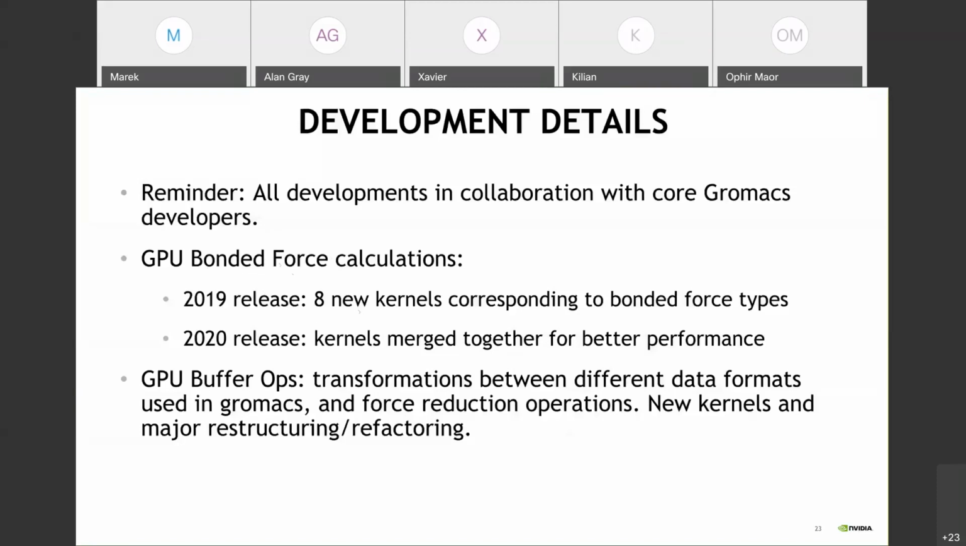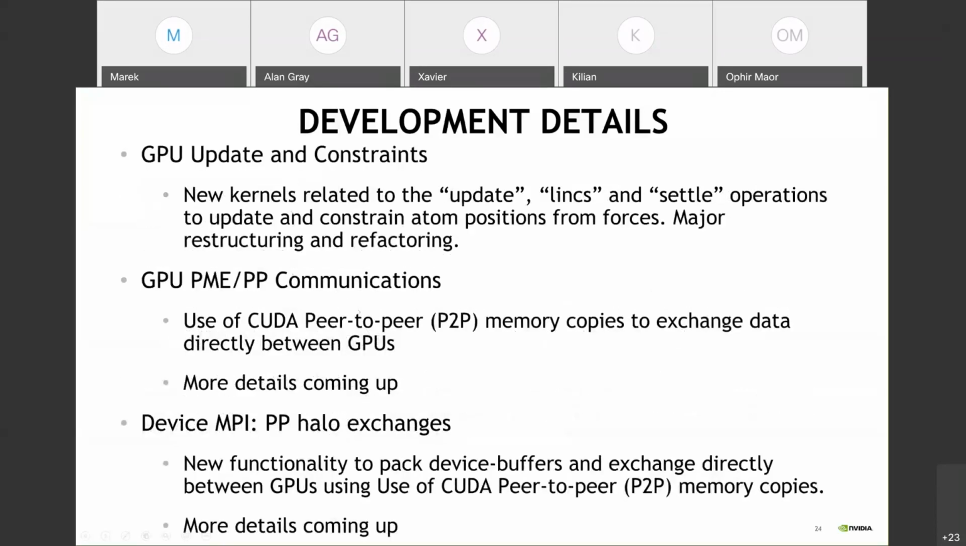One of the first things we did was we allowed the bonded force to be offloaded to the GPU, so we created a bunch of new kernels, which have now been merged into one kernel for better performance. We did the buffer operations, which I say are internal transformations and reductions within Gromacs. So these all had to be ported to GPU, so that involved quite a lot of refactoring, new kernel development, etc. We ported the update and constraints part of the time step to the GPU. That's several new kernels and again some restructuring and refactoring.